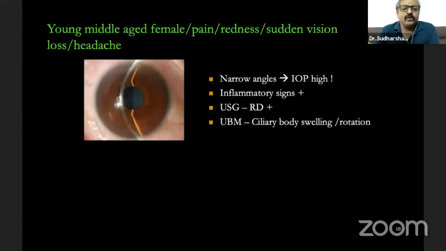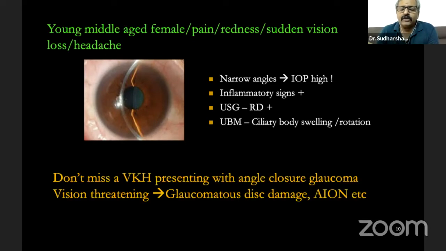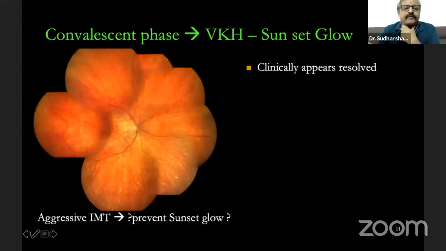VKH does not always present so easily. The classical presentation is the exudative retinal detachment and the pan-uveitis. This is a young middle-aged female presenting with pain, redness, sudden vision loss and headache. This patient presented with narrow angles and increased intraocular pressure. So remember that VKH can present with an angle closure glaucoma. A UBM and ultrasound confirm the diagnosis. Ciliary body swelling or rotation can be the initial presenting sign of VKH. So it's important that you don't miss glaucomatous disc damage and or an anterior ischemic optic neuropathy because of the raised IOP in VKH.